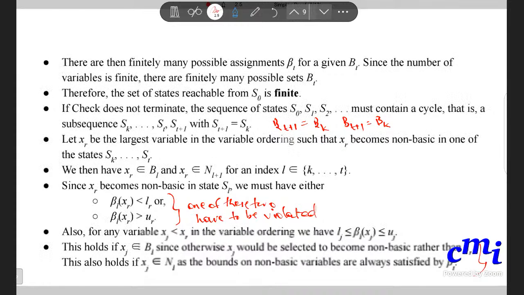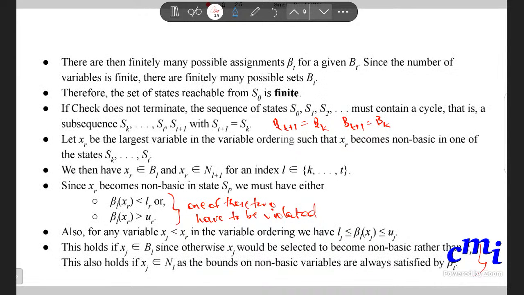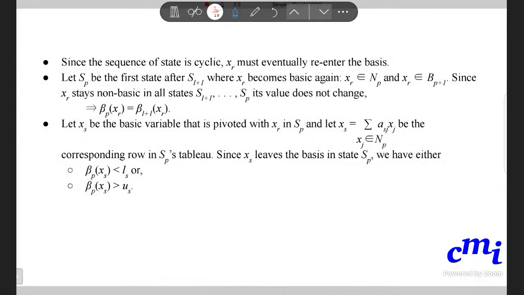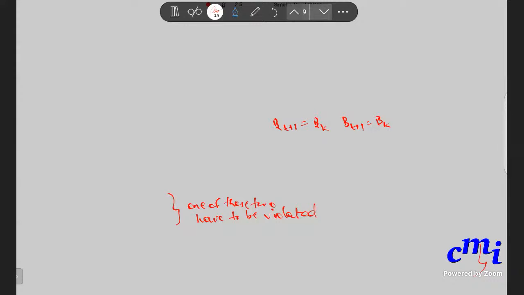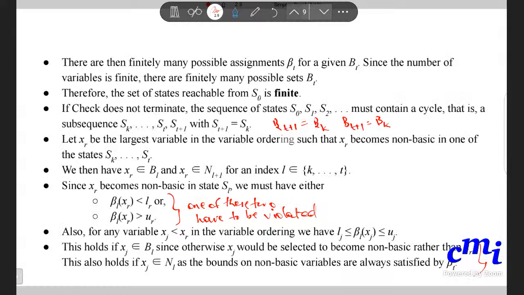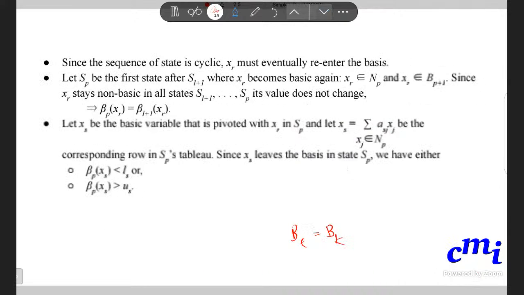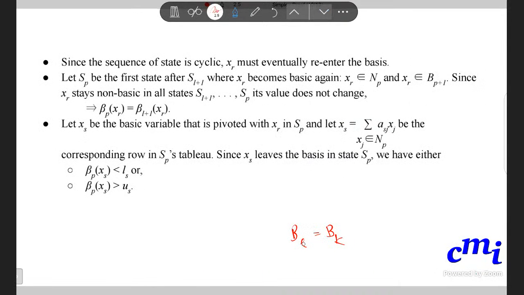So now back to what Sir was saying. Since the sequence of states is cyclic, XR must eventually re-enter the basis, because we have that B_{T+1} is equal to B_K. So if XR leaves the basis, then it must eventually re-enter it, since we have this state to be the same after some point.